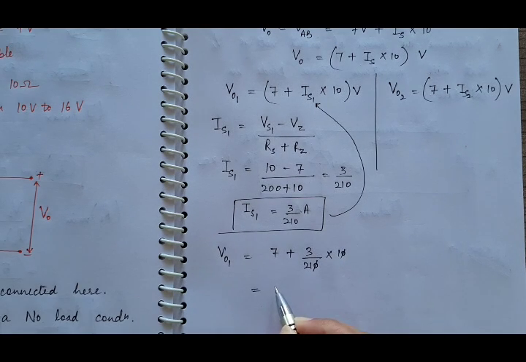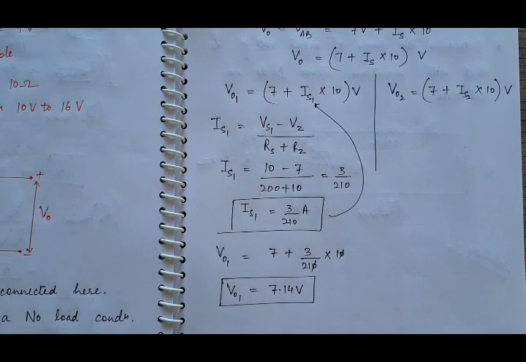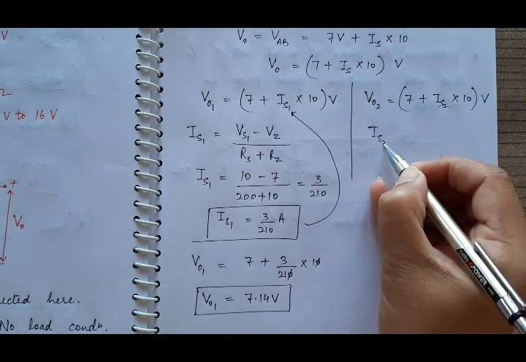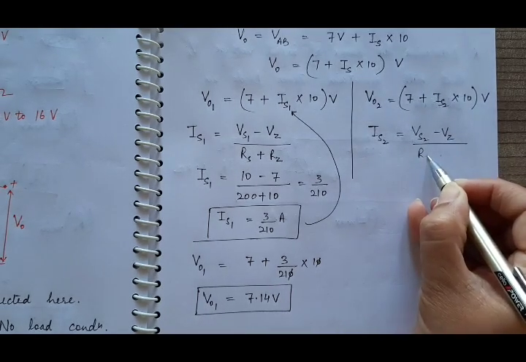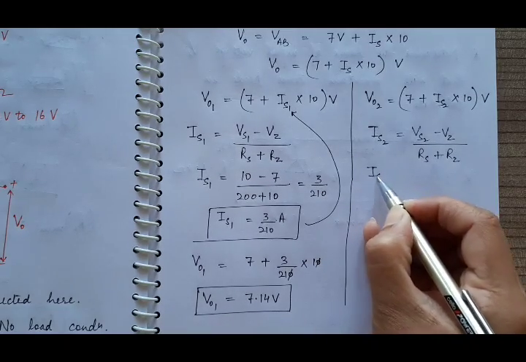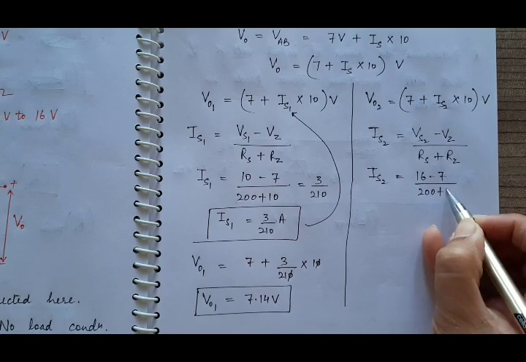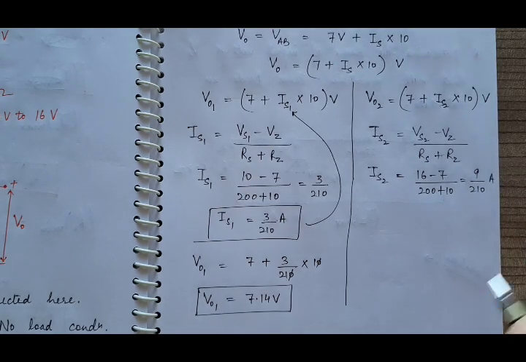And after solving, you will get 7.14 volts. So this is the minimum value of output voltage. Then for the maximum value of output voltage, calculate IS2. It will be VS2 minus VZ upon series resistance, which is the same. So IS2 will be (16 minus 7) by (200 plus 10), which is 9 by 210 amperes.